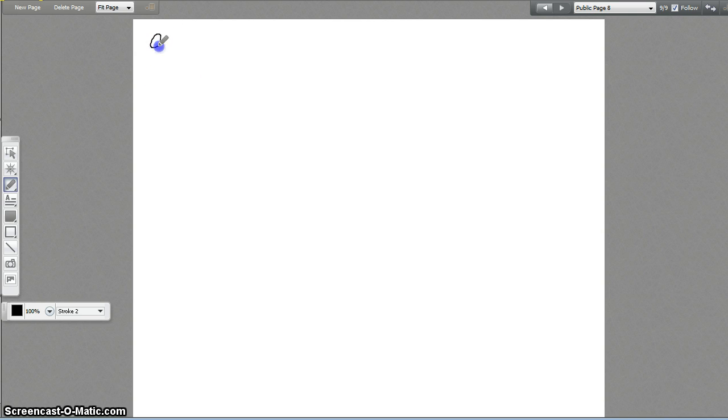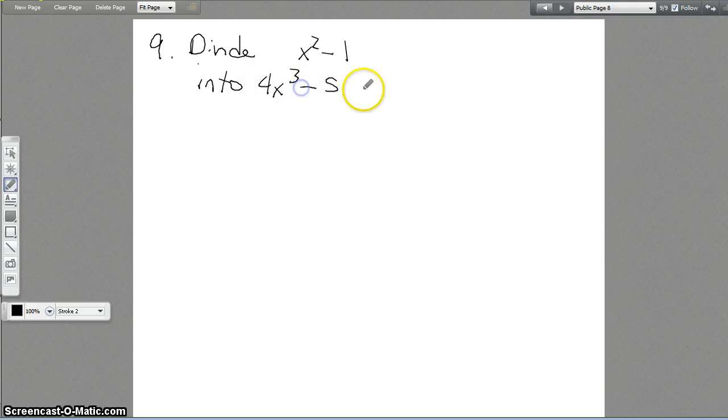So number 9 says, before an attempt is made to divide one polynomial into another, it's helpful to arrange both of them in descending order with any missing terms inserted, which is what we just did in the previous problem. Do this before doing each of the following divisions. And it says divide x squared minus 1 into 4x cubed minus 5 plus 5x to the fourth minus 4x.